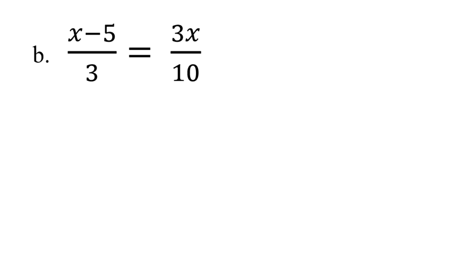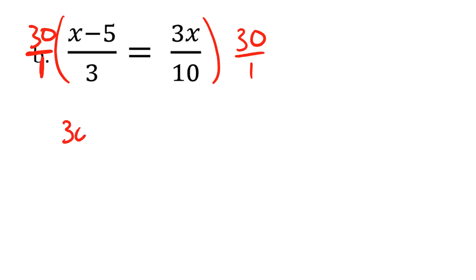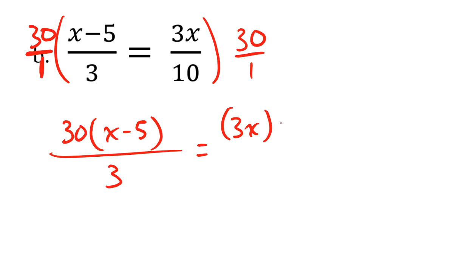As I look at part B, the thing I'm thinking is fraction busters, and I'm going to multiply both sides of this by a value that will destroy all the fractions. If I look at my common denominator, 3 and 10, there's no common factor. So I'm just going to multiply both sides by 30. And I'm going to choose to write it as 30 over 1 so that I can show you a little bit more slowly what happens. Over on the left-hand side, in the numerator, this becomes 30 times the quantity x minus 5, and that's all divided by 3. Over on the right-hand side, this becomes a 3x, times a 30, and then all over a 10.